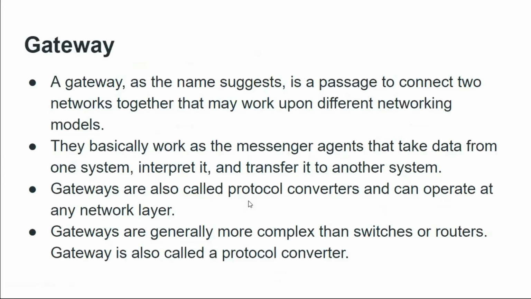And one more network device which is very essential is the gateway. A gateway's name suggests it's a passage to connect two networks together that may work upon different networking models. So two networks are there, both in different networking models, but they want to connect through a network. They basically work as messenger agents that can take data from one system, interpret it, and transfer it to another system. It is also called a protocol converter, and it operates on the network layer. It is more complex than switches and routers.